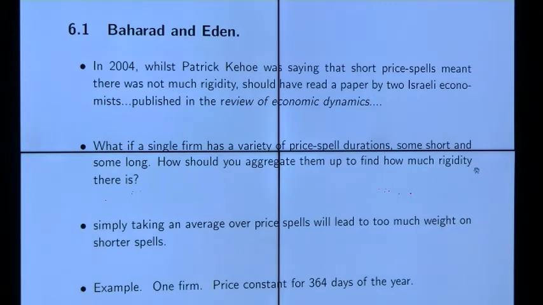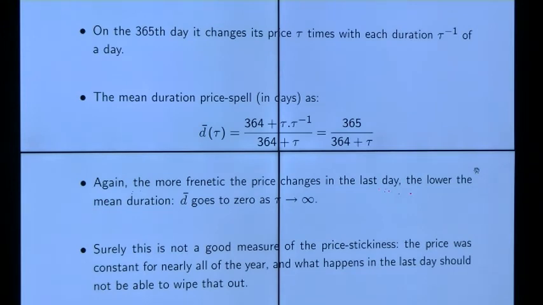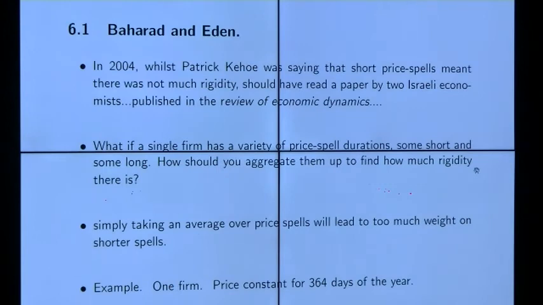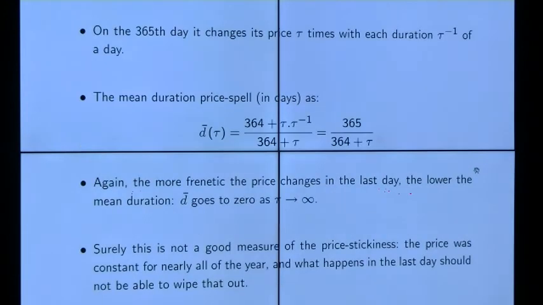This doesn't make sense. And again, I'll just give you a very simple example. Suppose you've got one firm, it keeps its price constant for 364 days, but on the last day of the year, it changes its price a lot of times.